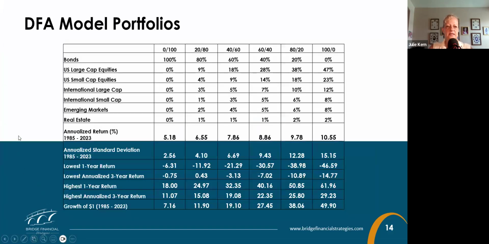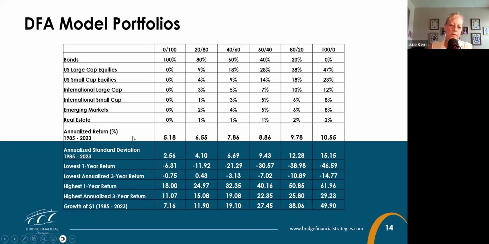Okay, so then that leads us to the dimensional or DFA model portfolios. DFA stands for Dimensional Fund Advisors, and that's the name of the company. We typically refer to them as DFA, but these are their standard model portfolios. So on the left, going from 0% stocks with 100% in bonds, and then gradually going all the way up to the opposite, which is 100% in stocks, 0% in bonds. And then this just shows you the specific percentages that we would have in each category. But really what's important is to look down here.